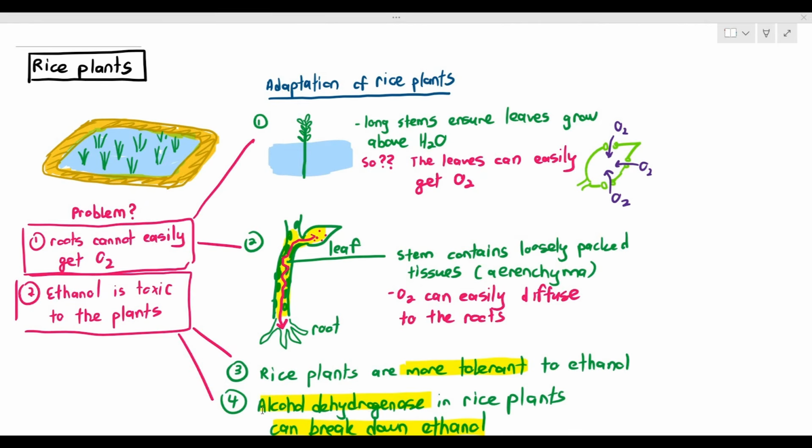And problem number two was that ethanol is toxic to the plants. So rice plants are just technically more tolerant to ethanol. A particular concentration of ethanol that would normally kill any plants would not really affect rice plants. And of course, rice plants have enzymes. It's good to mention the name of the enzyme if you want to in the exam, but just mentioning that rice plants have a particular enzyme to break down ethanol at high concentration is enough. These are the four adaptations of rice plants when faced with the problem of anaerobic respiration.